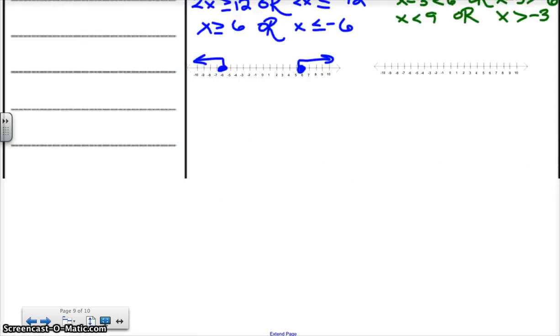So I have x is less than 9. So I have an open circle at 9. I'm going this way. Or x is bigger, pay attention, than negative 3. If x is bigger than negative 3, I have an open circle. I'm going that way. What's going to happen to them? They're going to crash. They're going to connect. It's an and statement. All right, let's see what else we got.